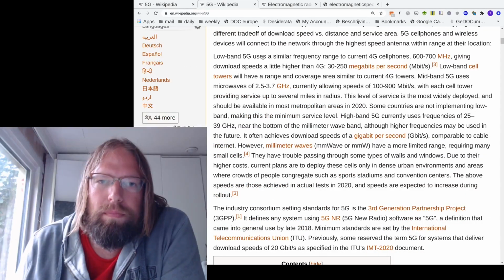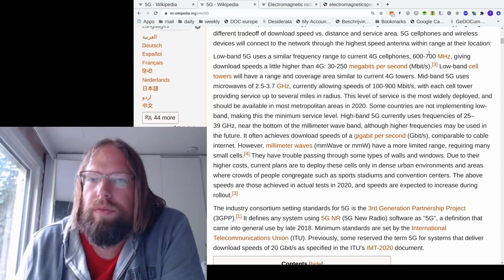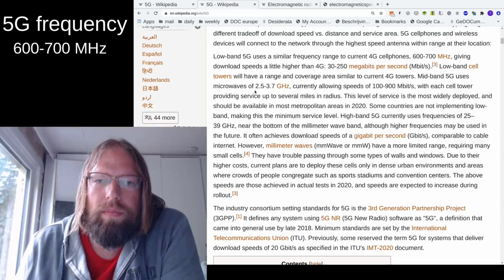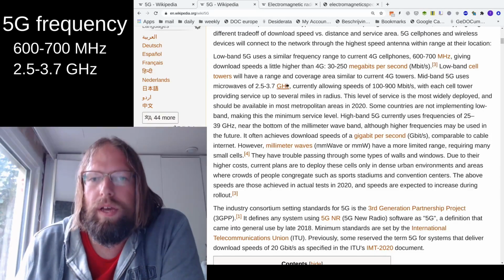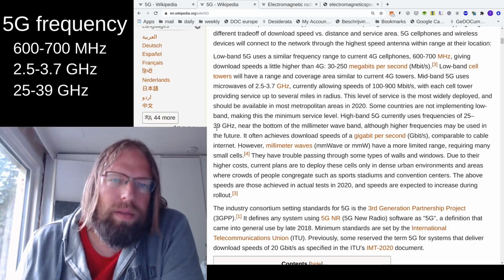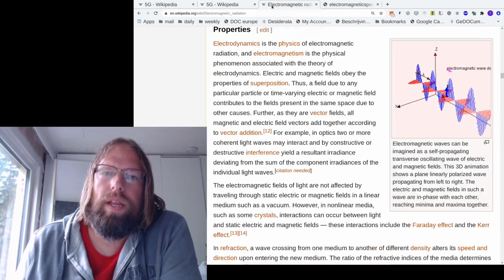A bit further down the page, it says that 5G is actually radio waves with a frequency of 600 to 700 megahertz, or even higher up with 2.5 to 3.7 gigahertz, going up to 40 gigahertz. So what do they mean by that? For that, let's have a look at electromagnetic radiation.